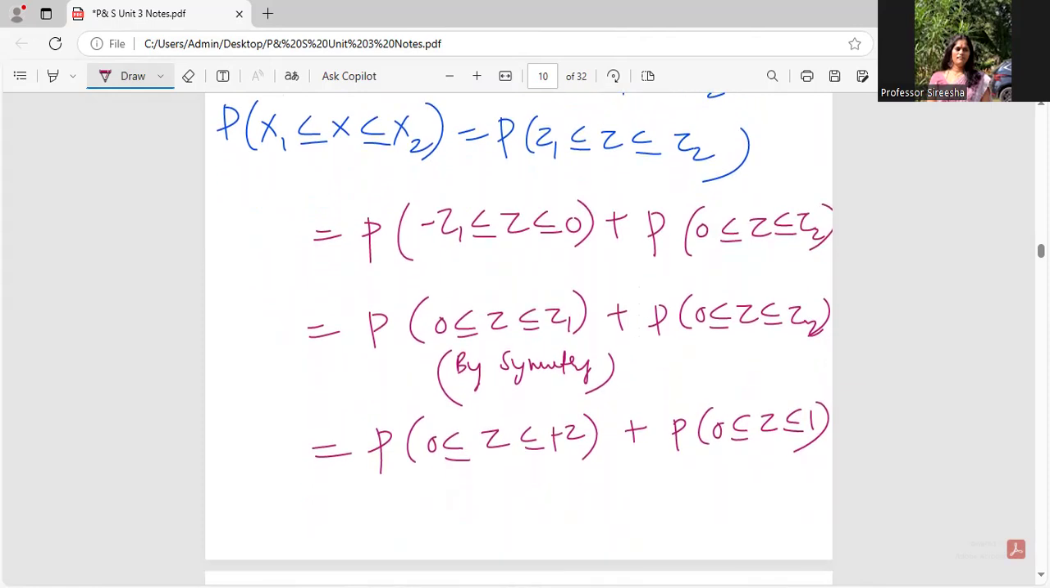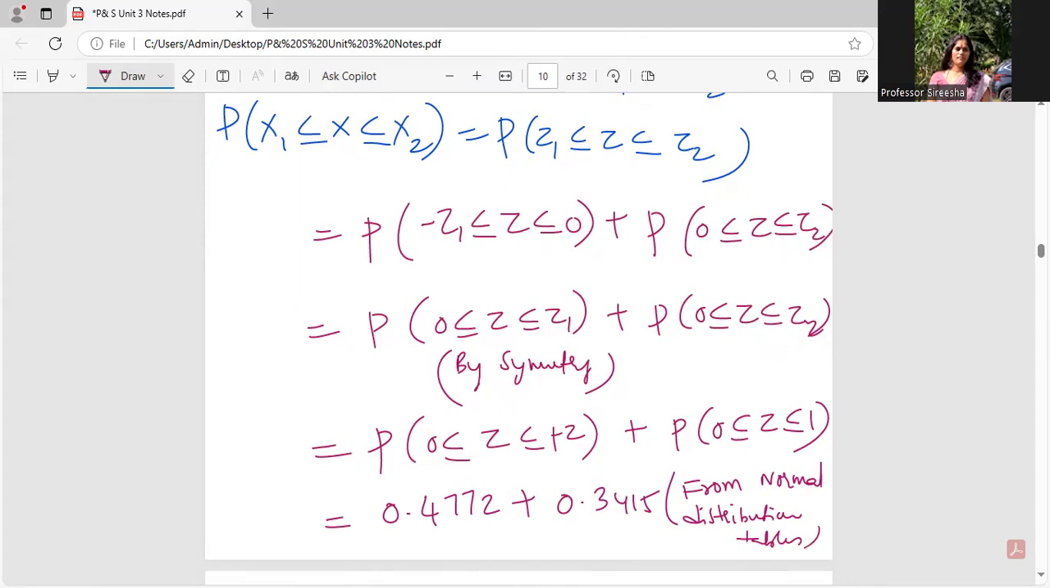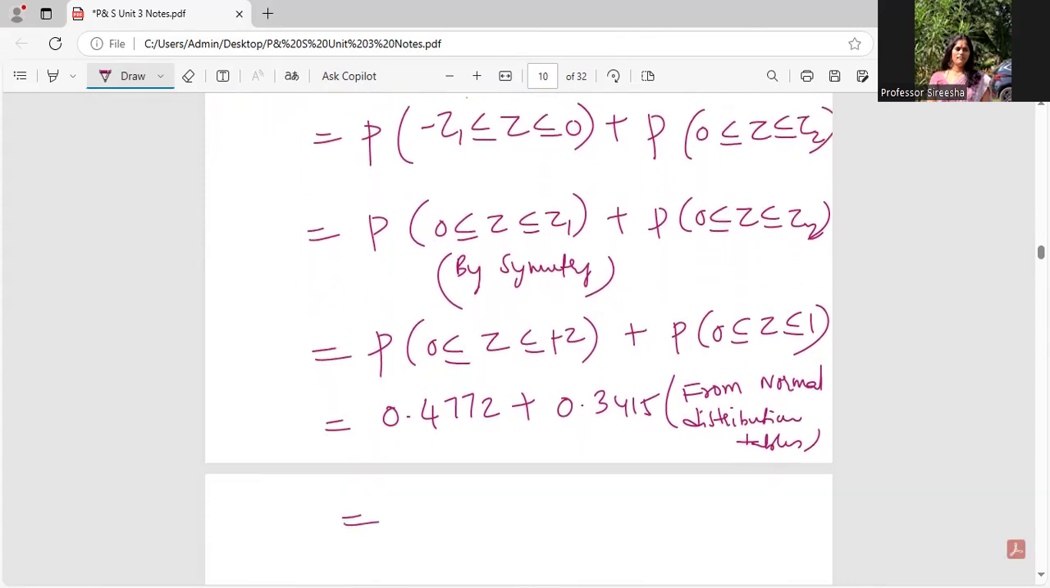Look at the table for 2.00. See the area. It would be 0.4772 plus this would be 0.3415. From normal distribution tables, you will write like this. So what will I get? The value to be 0.8185 is the value. Area between minus z1 and z2.